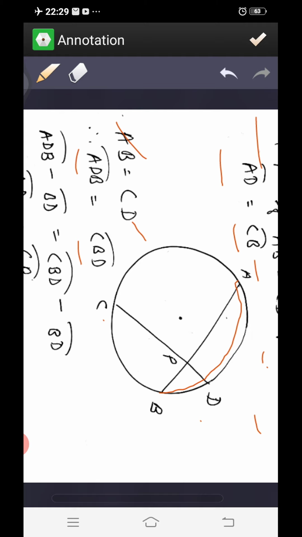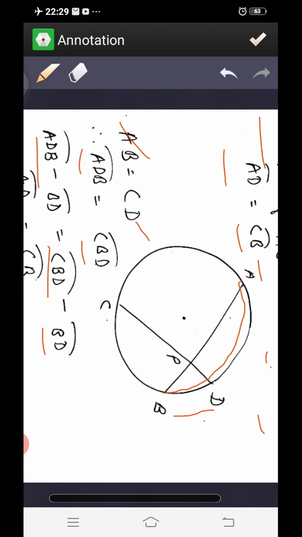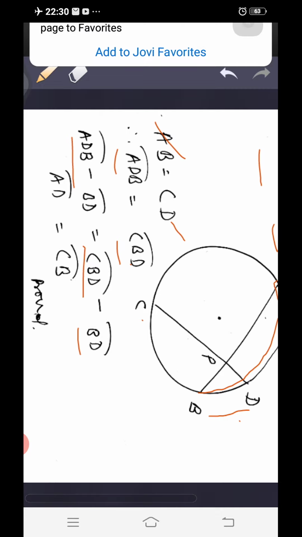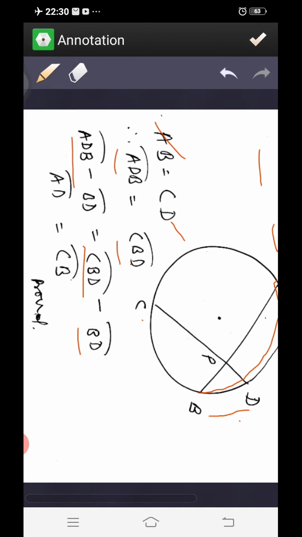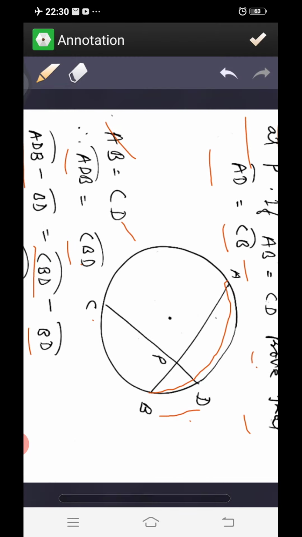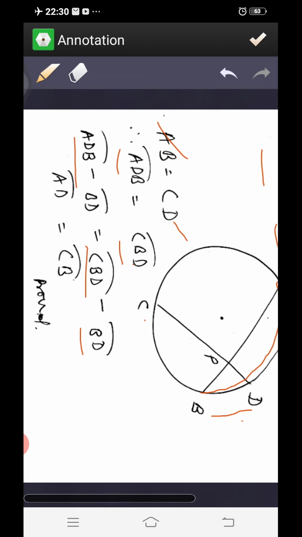Now arc BD is common in both. We subtract arc BD from both: arc ABD minus arc BD, and arc CBD minus arc BD. On subtracting, from ABD, if you subtract BD, you get arc AD. So we get arc AD equals arc BC. This is what we have to prove.